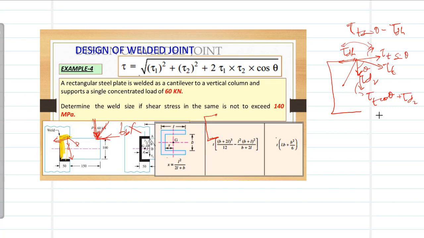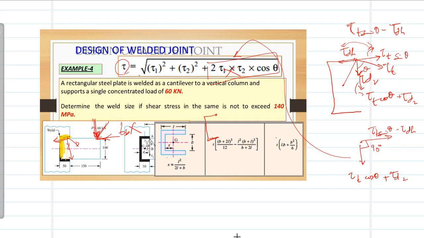And the resultant will be two stresses. One will be tau t sine theta minus tau d h, and the other is tau t cos theta plus tau d v. So the angle between these two is 90 degrees. Cos 90 is 0, so when you apply this formula here, this whole term vanishes. So you are left with only tau equals the square root of tau 1 squared plus tau 2 squared.